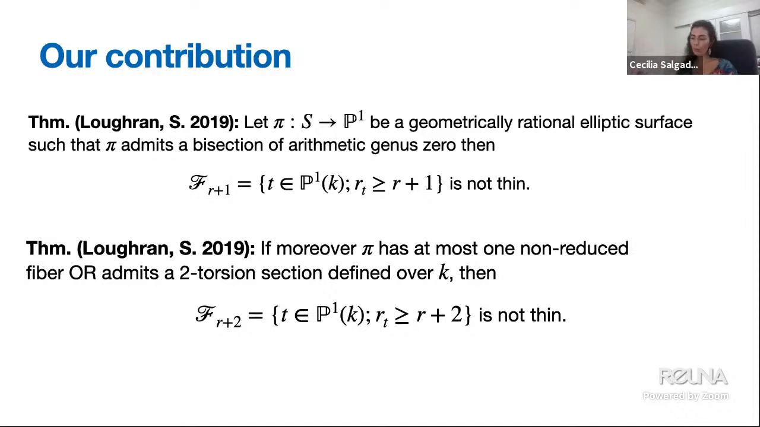And then Marc spoke about this result in a workshop. And then Lochran was there, as was I. And he asked, is this set... What is this set? Is it the same for which the rank goes up? What kind of set is this?